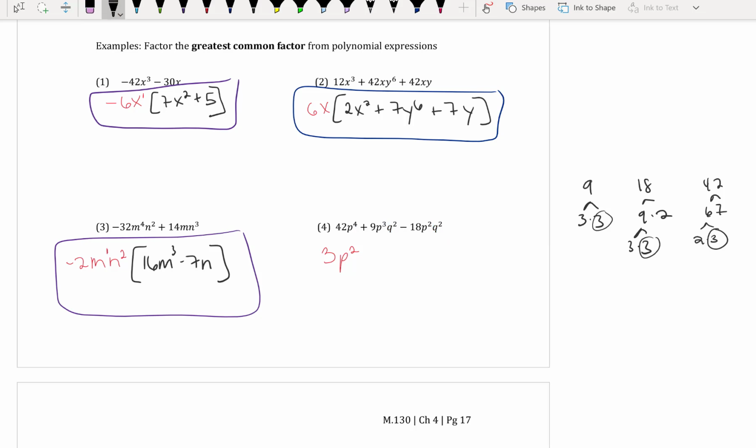So now I am certain of my GCF, so now I'm going to divide that out from each term. So I have a 42 divided by 3, which is going to give me a 14. P to the 4 divided by p squared gives me p squared. 9 divided by 3 is going to be a positive 3. I need one more p, and I need a q squared. Minus 18 divided by 3 gives me a positive 6. My p's cancel out, and I need a q squared.